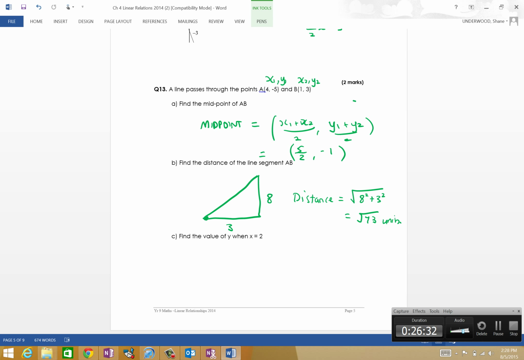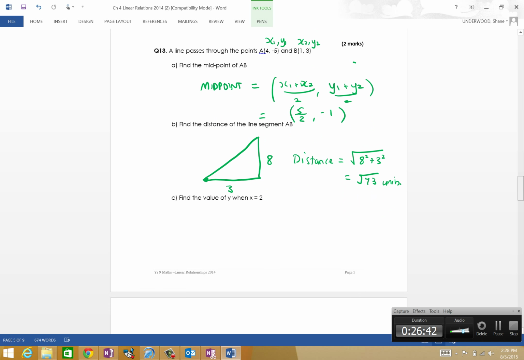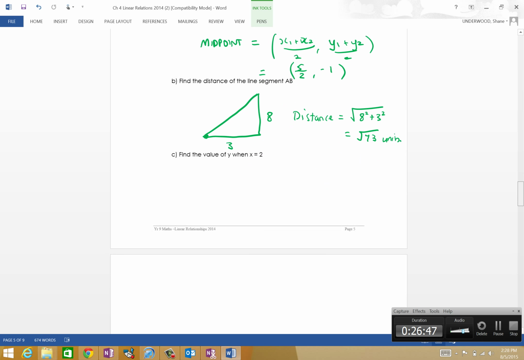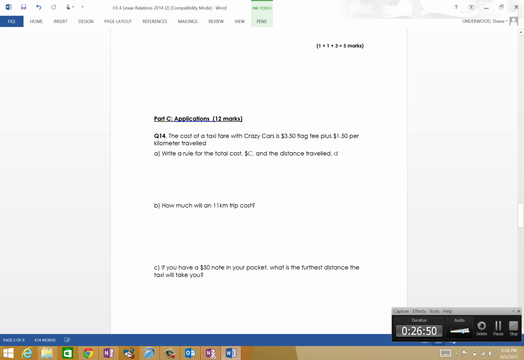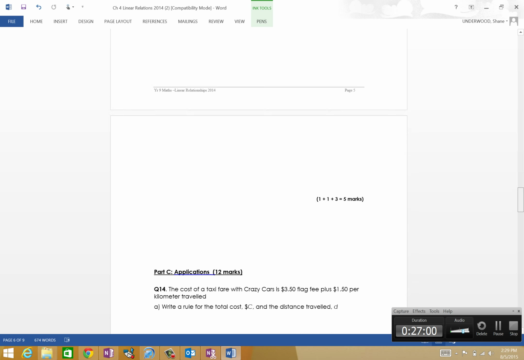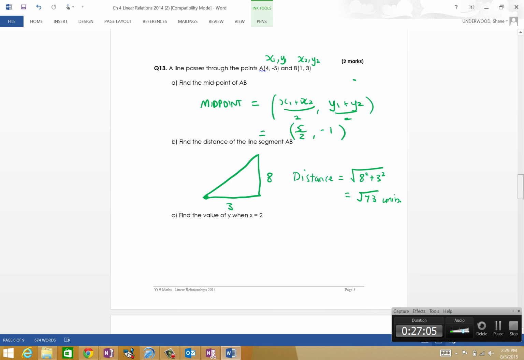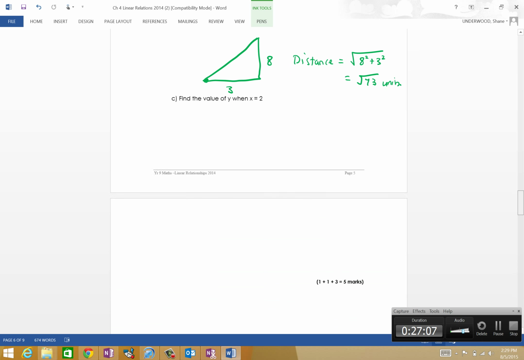Yeah, I know. We're going to have another little one after this though. Find the value of y when x equals 2. Yeah, well, let's just move on to the applications. So we want to wrap this up. Oh, I just want to move on.